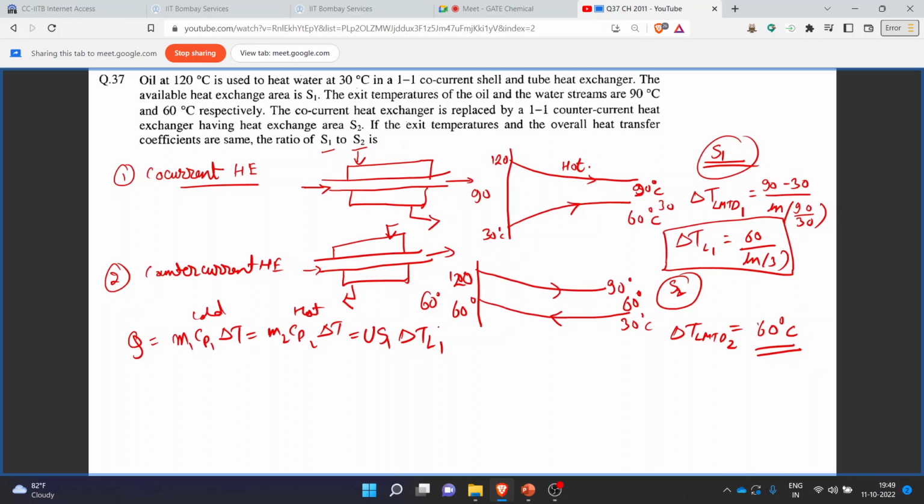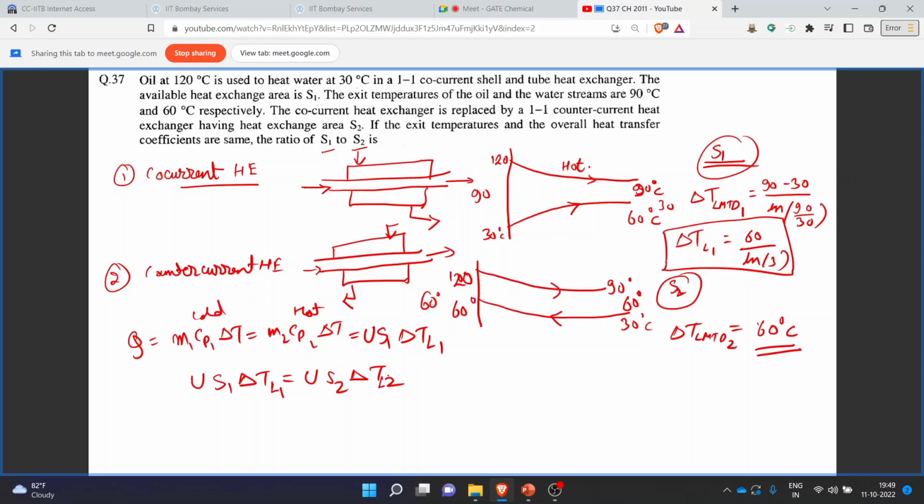Now for both of these cases, the cold fluid inlet and outlet as well as the hot fluid inlet and outlet temperatures will remain the same. The other parameters such as the specific heat and the mass flow rate are also considered to be the same. So basically for both of these heat exchangers, the heat exchanged by either the hot fluid or cold fluid will remain the same for both the co-current as well as counter current scheme. So from that we can write U S1 delta T L1 is equal to U S2 delta T L2, where delta T L1 and delta T L2 are the log mean temperature differences.